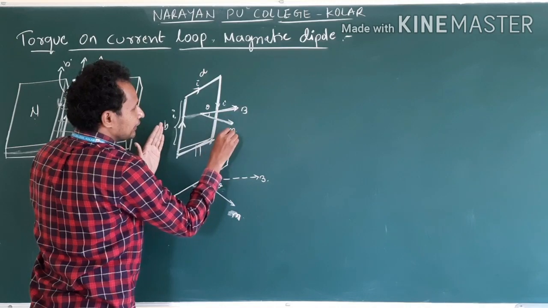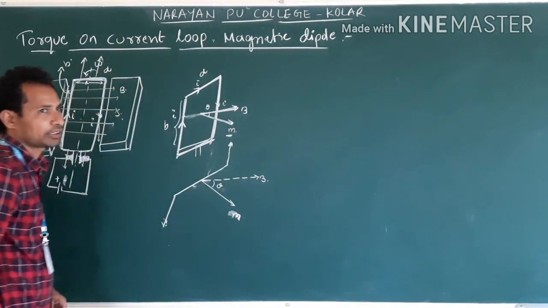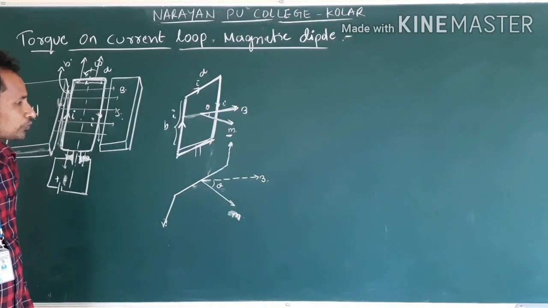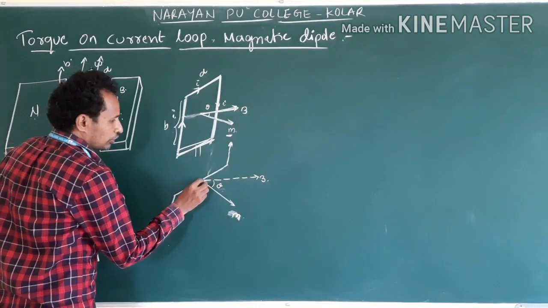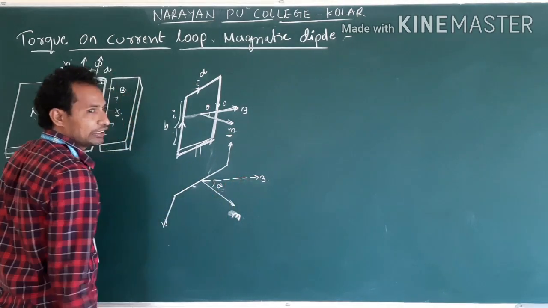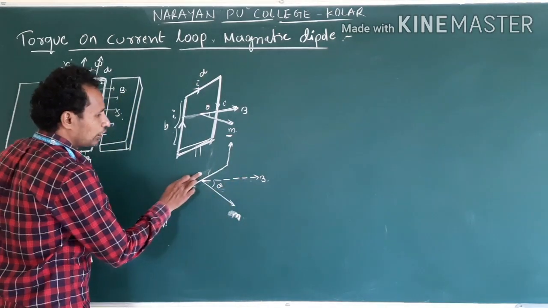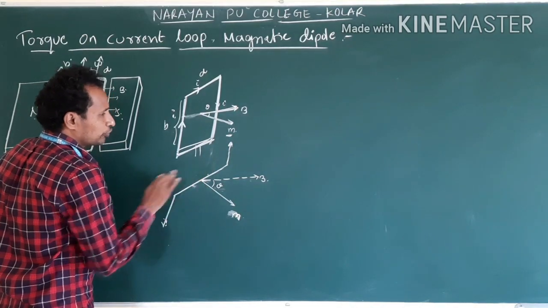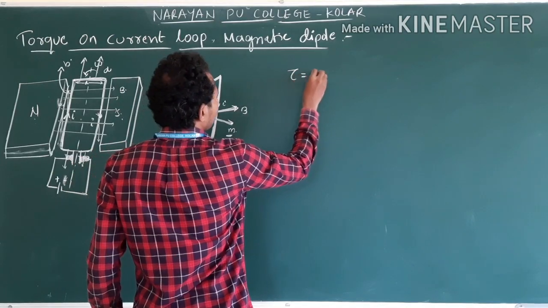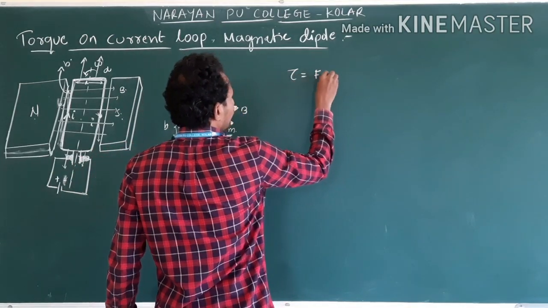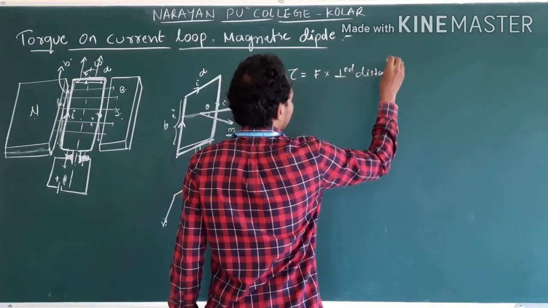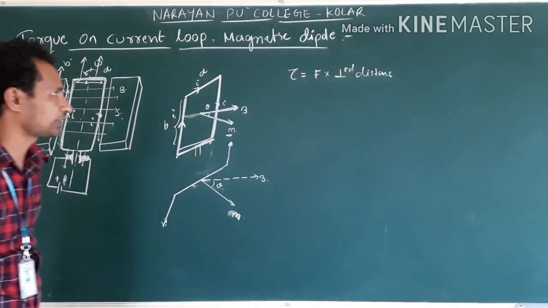This is M. This M is called magnetic moment. What is this magnetic moment? We will see in this description. Now, theta is the angle between magnetic moment and field. Clear? Now, what is our intention? Torque. What is the torque formula? Torque is equal to force into perpendicular distance to the axis of rotation.